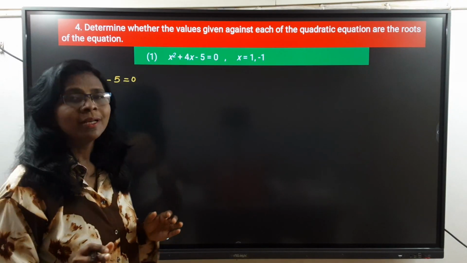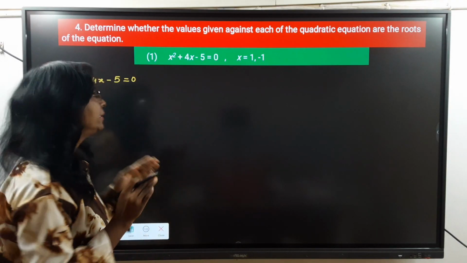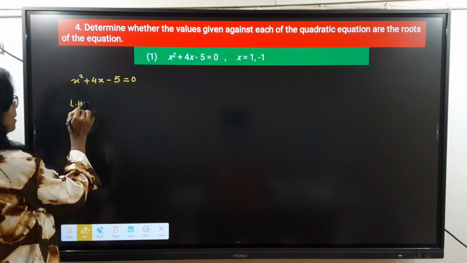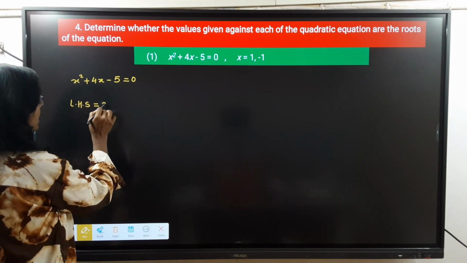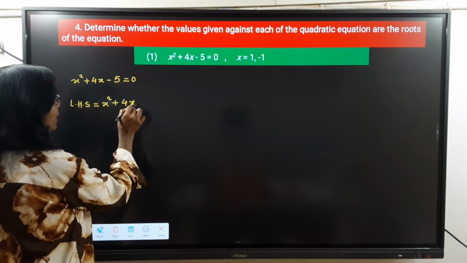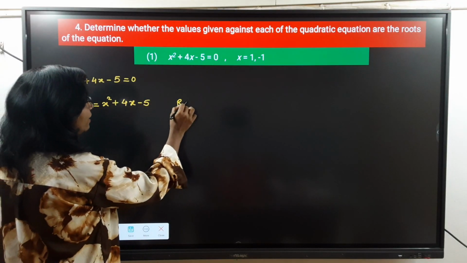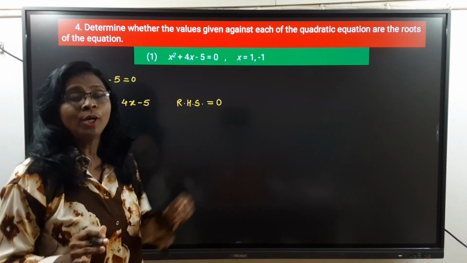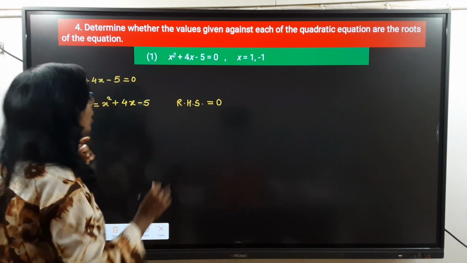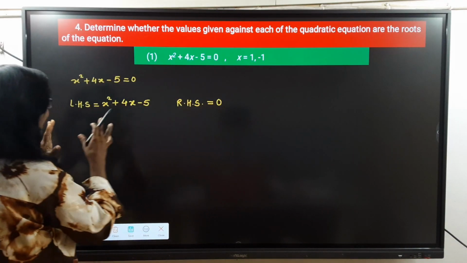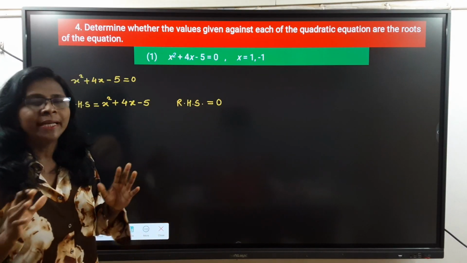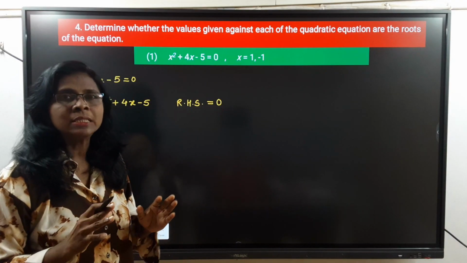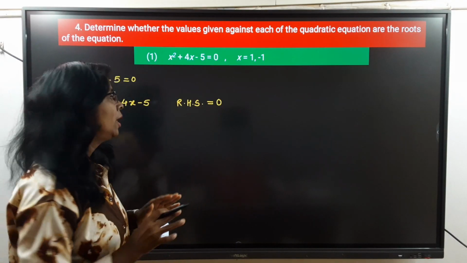So now here, students, first I write down the LHS. The LHS part of this equation is x square plus 4x minus 5, and the RHS, that is the right hand side, is equal to 0. If for these two values the LHS and RHS are equal, then we can say that the value is a root of the given equation, otherwise not.